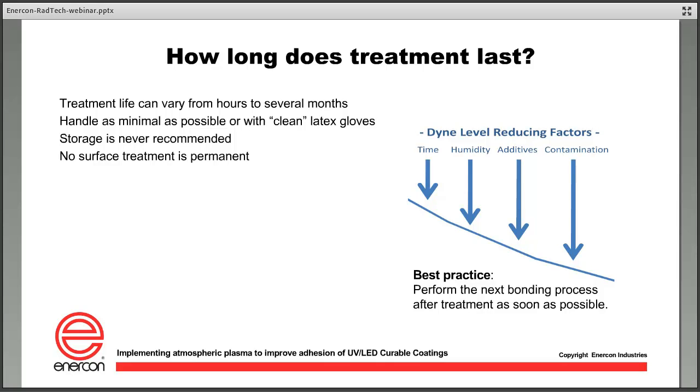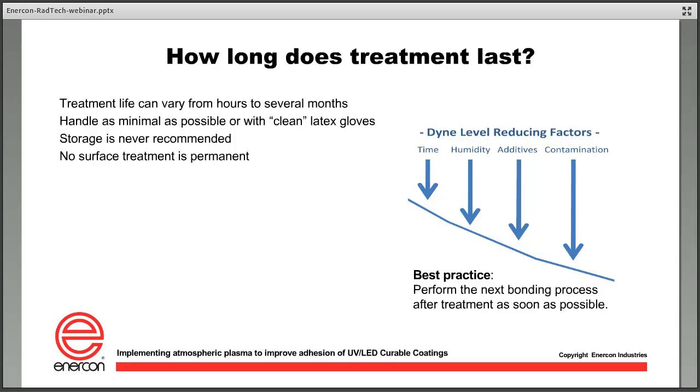If you ever see one, I would question the person who made it, because surface treatment will wear off over time regardless of the technology and regardless of the material you're working with. And this is true of atmospheric plasma or flame treaters. There are materials out there that we know tend to have a shorter lifespan than others.